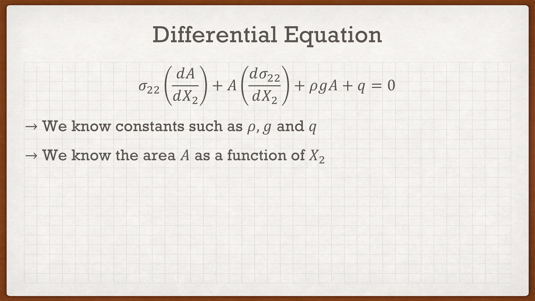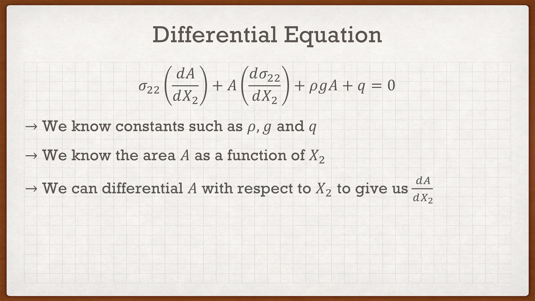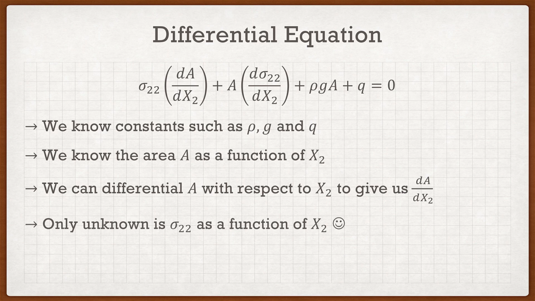We know that there's the area involved, but we already know the area is a function of x2. I didn't give it to you guys specifically, but based on what you guys are given in the question, you guys can easily find what the area function is as a function of x2. And since you guys have the area as a function of x2, you guys can take the derivative of A with respect to x2 to give us the change in A with respect to x2. So if we're taking a really good look at this equation, the only unknown is sigma 2, 2. And of course, once we have sigma 2, 2, we can take the derivative to find d sigma 2, 2 with respect to x2, stuff like this.